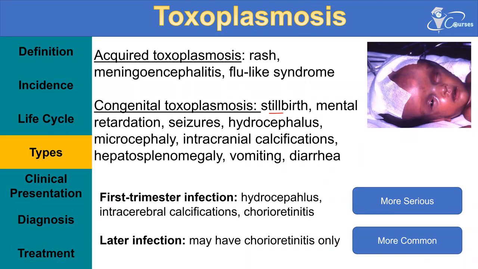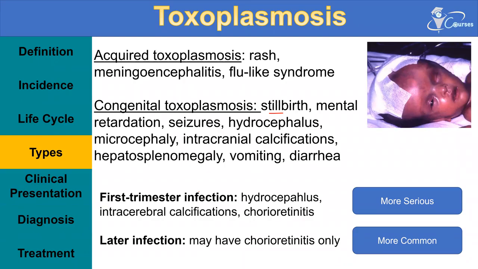So there is a classic triad of signs associated with congenital toxoplasmosis: chorioretinitis, inflammation of the retina and choroid, cerebral calcifications, and hydrocephalus. So this is the classic triad. So what are the other manifestations like microcephaly or seizures or hepatosplenomegaly? What will be the factor that controls the symptoms and manifestations of congenital toxoplasmosis? It will be the time. When did the infection occur?